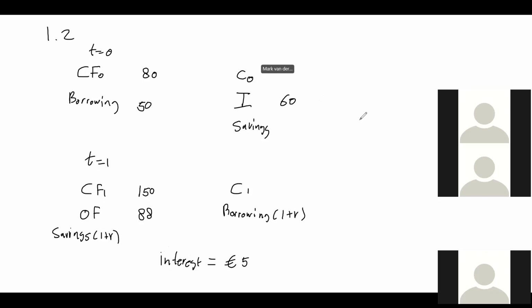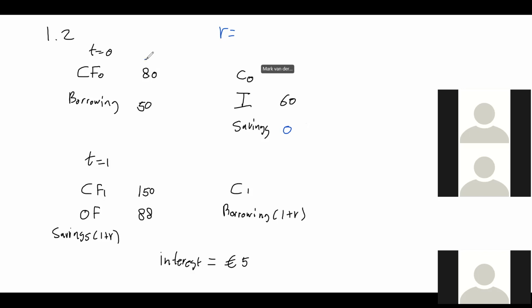I'm going to get my blue marker. Can we fill in the missing values? So first of all, borrowing is 50. What do I now know about the savings? That the savings is 0. Yes, because you're either borrowing or you're saving. You cannot do both at the same time.